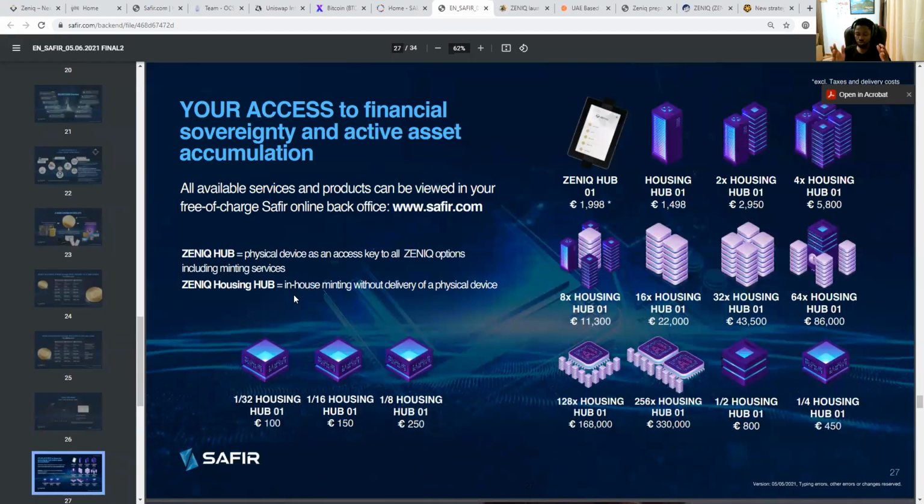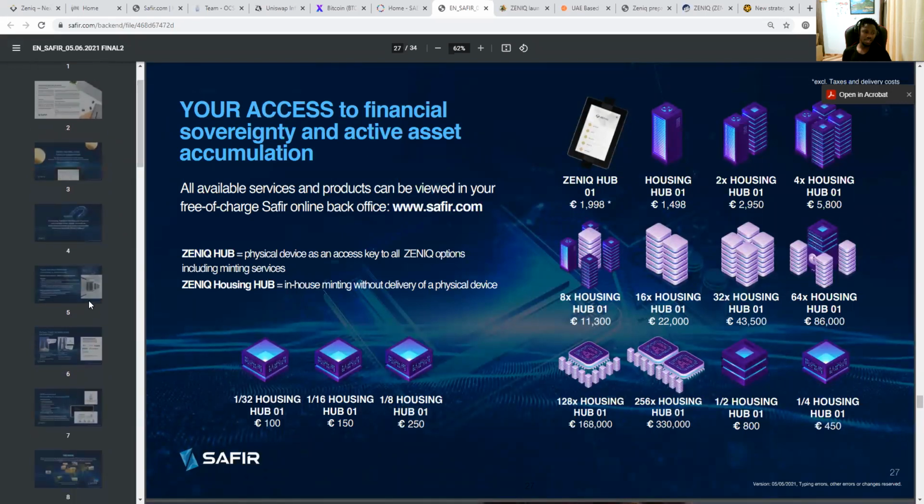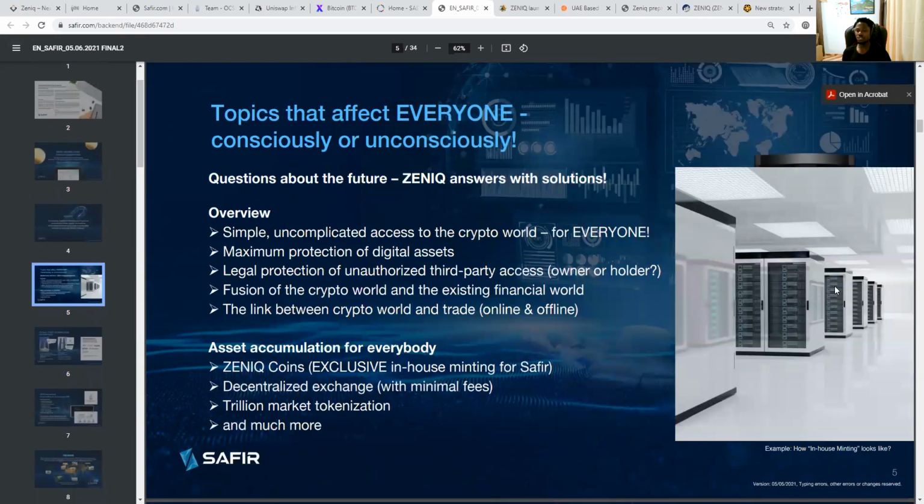Right, now coming to this particular section, how do you mint the Zeniq token, which is very, very important. How do you mint the Zeniq token? There are two major ways to mint the token. You can mint the token by purchasing that of the hardware, which is the Zeniq hub, or you can mint the token by purchasing the housing hub. The housing hub, you are not the one to be in possession of it. It is, as I showed earlier, let me go back. It is as I showed earlier, right from here.